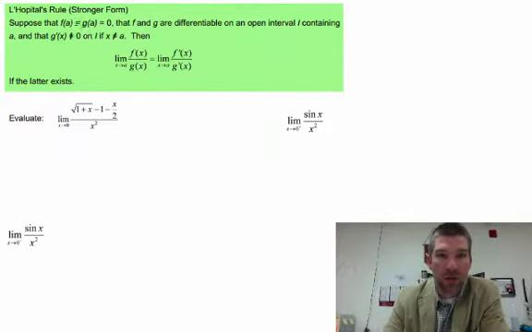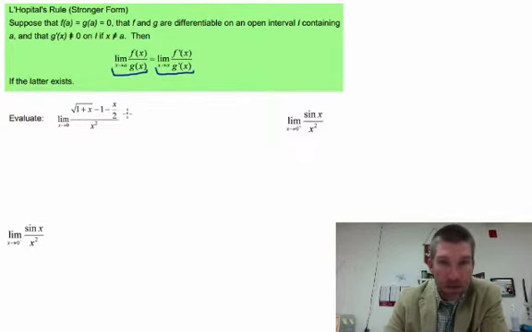All right, so here we have L'Hopital's Rule again, where f of a equals g of a equals 0. F and g are differentiable on an open interval. Now what we're saying is, look, instead of just evaluating those limits at a, we can actually look at the limit of the ratio of the derivatives.